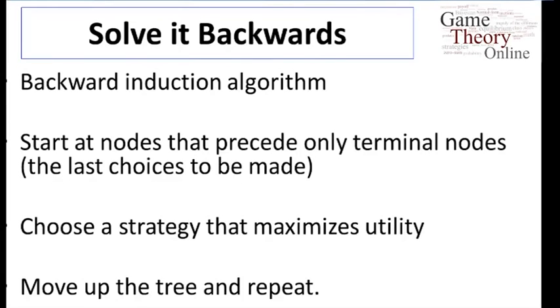So the last choice is to be made in the game in a well-defined sense. We'll choose a strategy that maximizes payoffs or utility for the players at those points. Then specifying those strategies, we'll move back to nodes that just precede those and look at what people would do at those points and then iterate, move up the tree and repeat. So we're just solving the game, literally just unfolding it backwards up the tree.